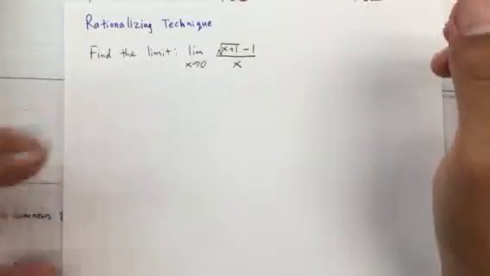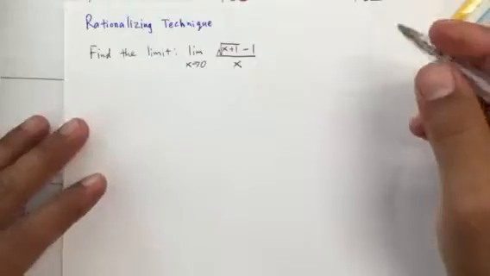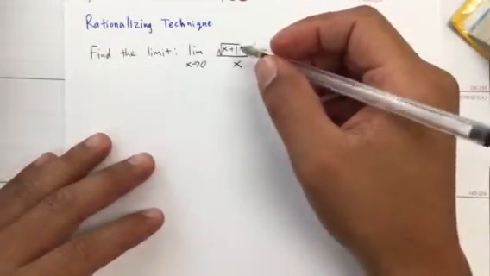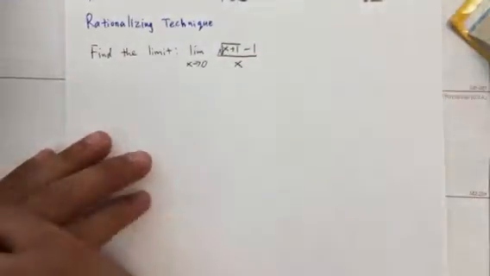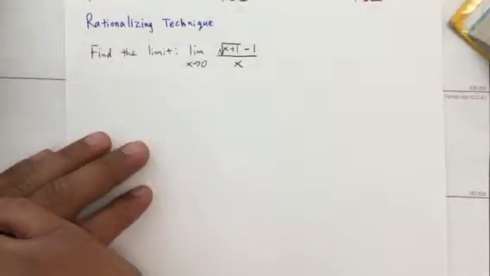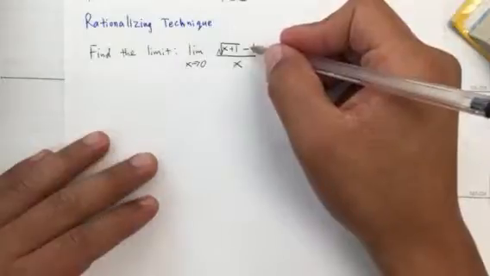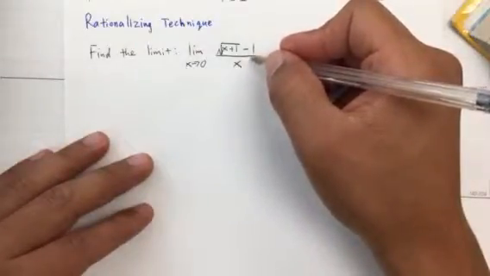Alright, in this video, we're going to go over the rationalizing technique. The rationalizing technique is used to find the limit when you have square roots or radicals. Recall that rationalizing is done by multiplying by the conjugate. We multiply both the numerator and denominator by the conjugate.